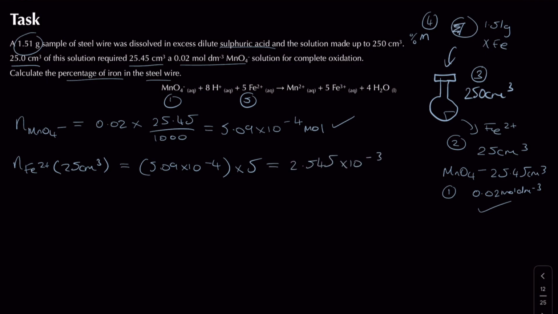Now just be aware, when you do these calculations, you need to give each line to at least three significant figures here, and then if there is anything left over, you can round it. So yeah, we've worked out the moles of iron 2 plus in 25 centimeters cubed. We're about to find it in 250 then.